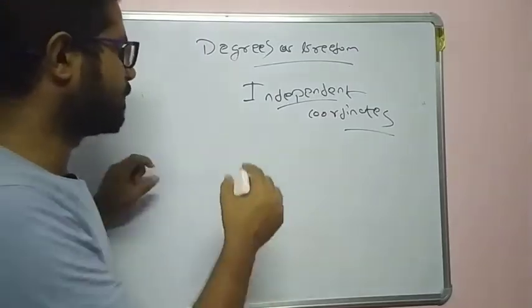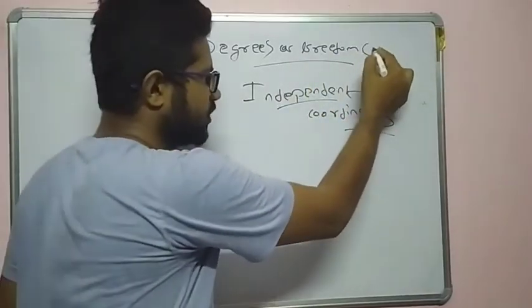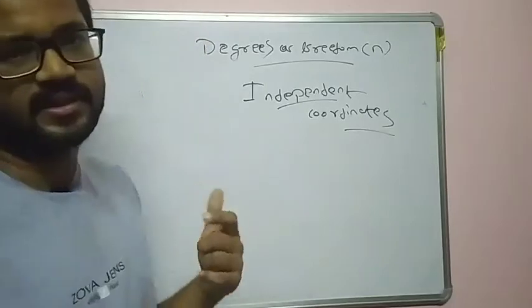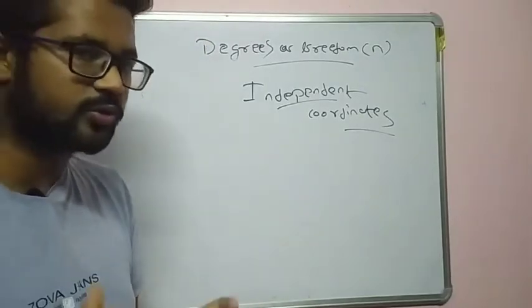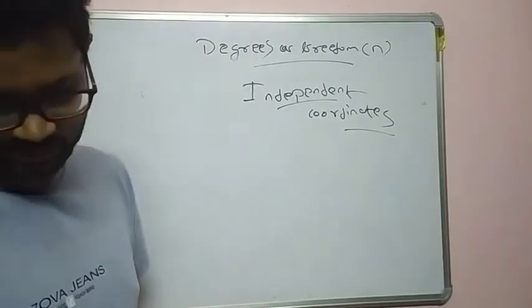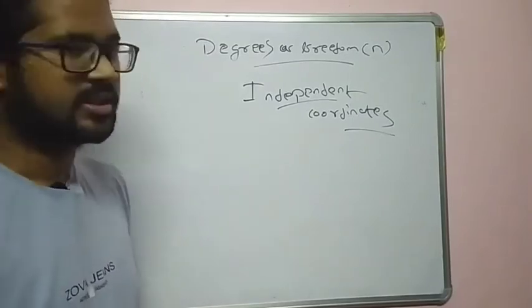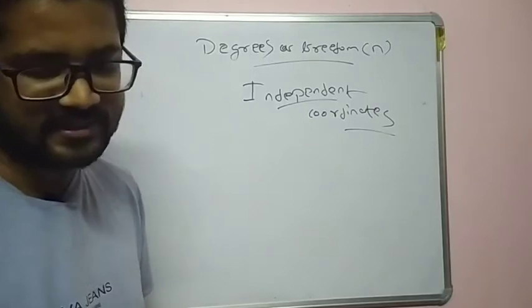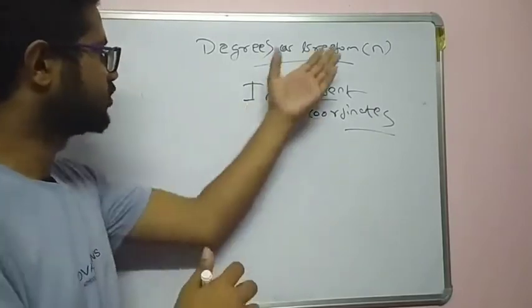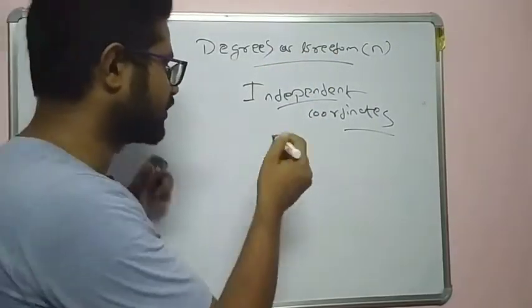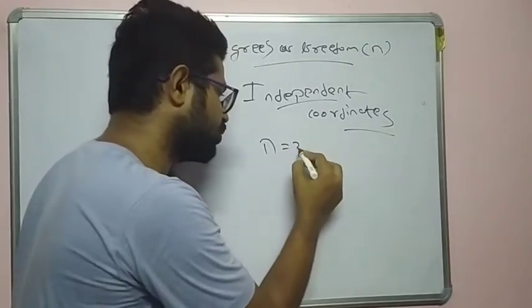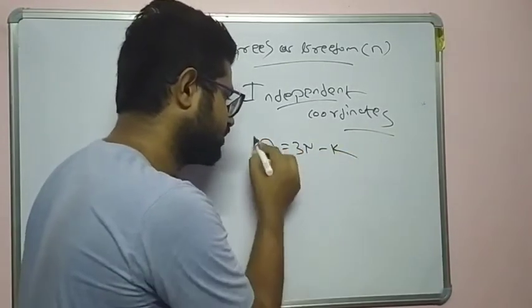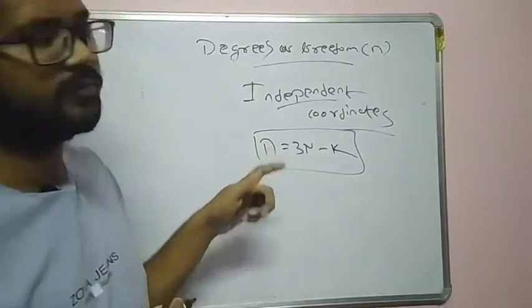Okay, very simple. Degrees of freedom is denoted by n. In some books it is taken as small f, but here I am going to take small f as the reaction forces. So I will consider n as the degrees of freedom, and you can calculate it by n is equal to 3N minus k. This is the formula for degrees of freedom.